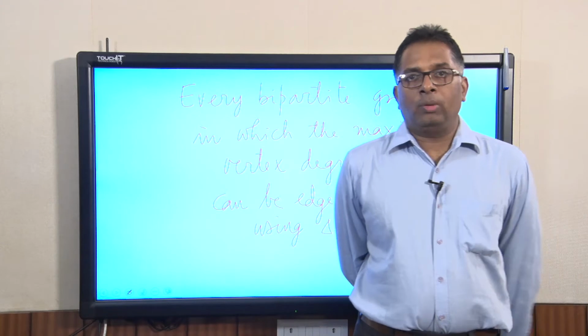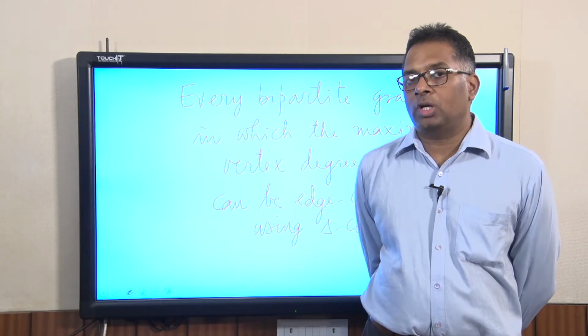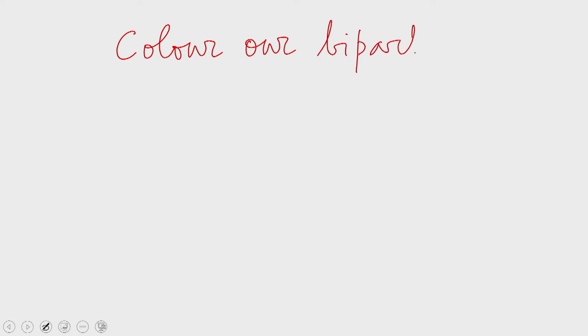Edge coloring of a graph is the process of assigning colors to the edges of the graph so that no two edges adjacent to the same vertex get the same color. So, what this graph theoretic result says is that in every bipartite graph in which the maximum vertex degree is delta, we can color the edges of the graph using at most delta colors. We will prove this result in a moment, but for now you assume the result. So, if this result is true, then we could color our bipartite graph using delta colors.